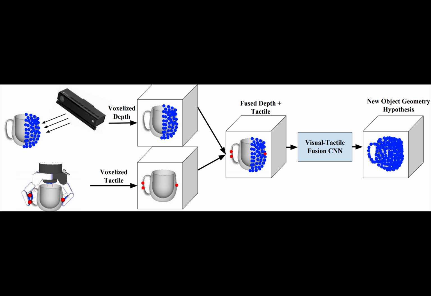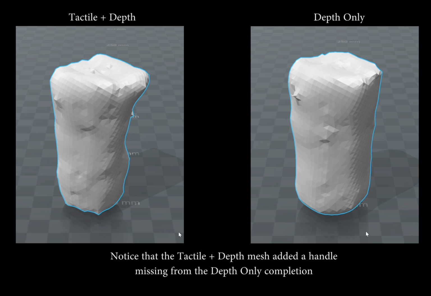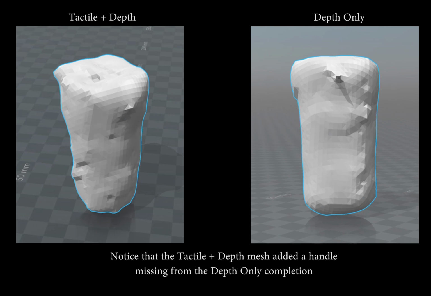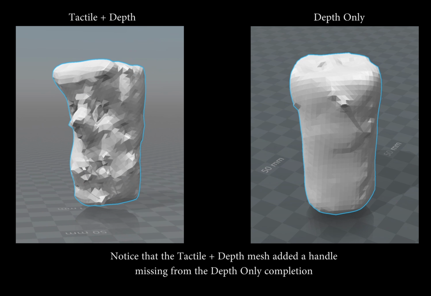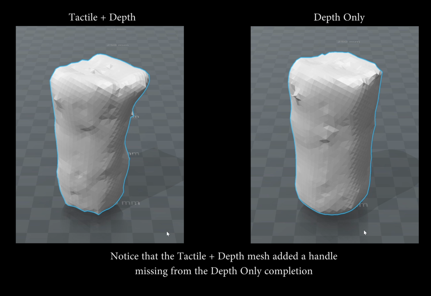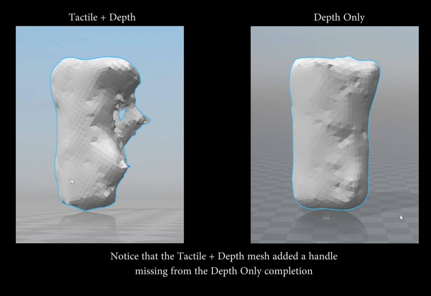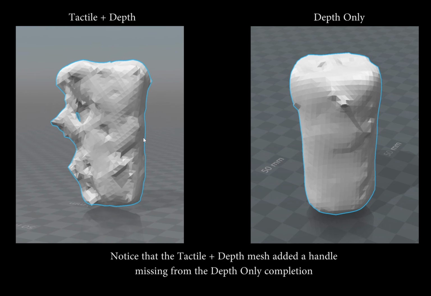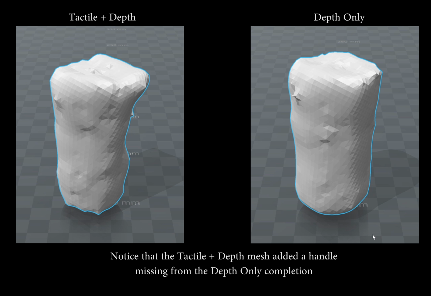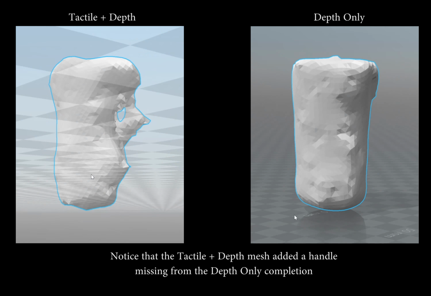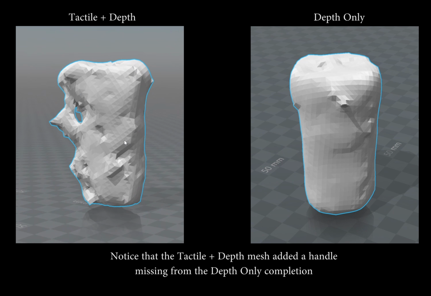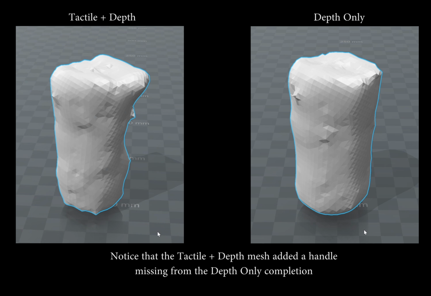This Visual-Tactile CNN was trained on synthetic depth and tactile information. Our results show that the depth and tactile mesh captures the pitcher's handle, which was unobserved and missing from the depth-only completion. In summary, we created a platform that reasons about occluded object geometry in relation to an observed partial view of a target object and gathered tactile information. This system is fast because of offline training, uses multimodal sensory information, and requires no additional pose detection or localization.